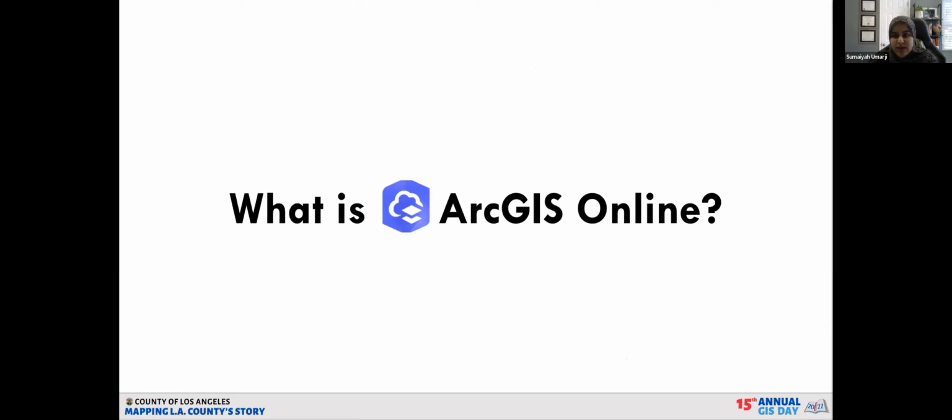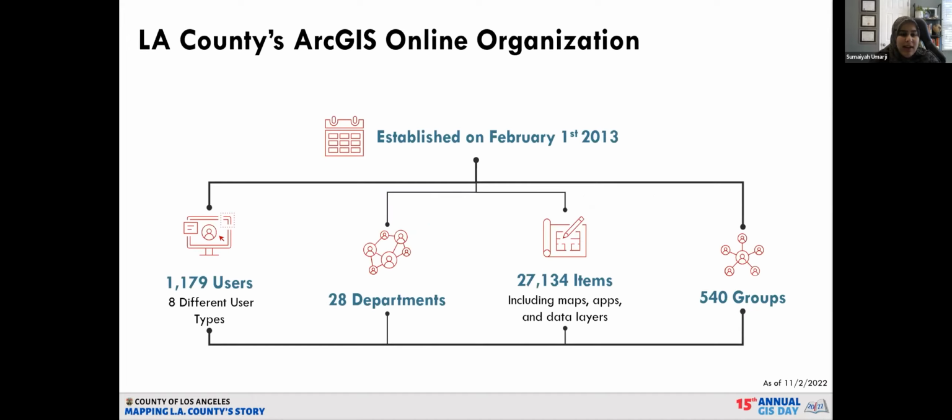So what is ArcGIS Online? ArcGIS Online is Esri's web-based mapping software. It is a cloud-based mapping and analysis solution that is utilized to create maps and analyze data and to share and collaborate across organizations. Now, taking a look at LA County's ArcGIS Online organization and the motivation behind the development of our ArcGIS Online tracking report.